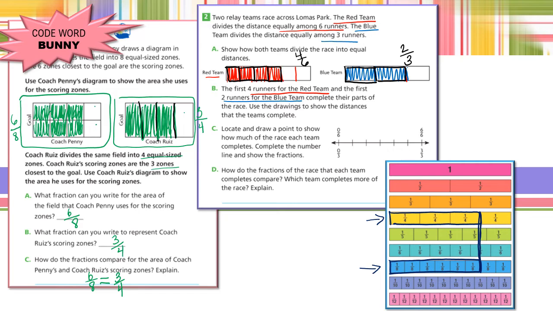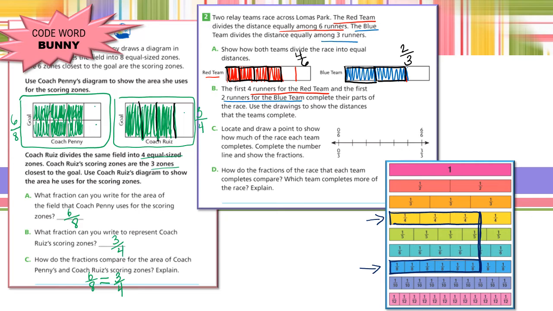Now, let's make a connection to what we learned about denominators and what they mean. The bigger the denominator, the smaller those parts are. So while the red team, each runner is running a smaller amount, there's a lot more of them. So on the red team, there's 4 runners who've already traveled, and on the blue team, there's 2 runners that have already traveled. But look at the distance that they've traveled. It's the same. So even though there's more parts in the red team and less parts in the blue, the distance that they've already traveled is the same amount.